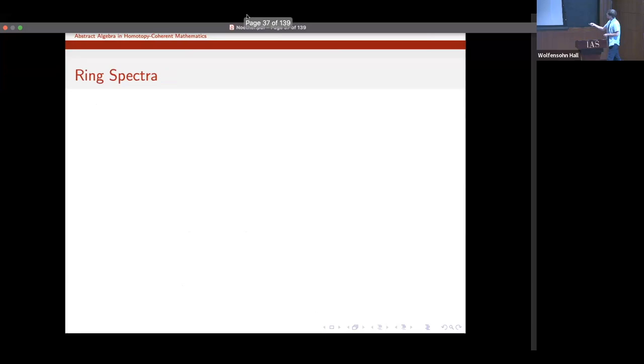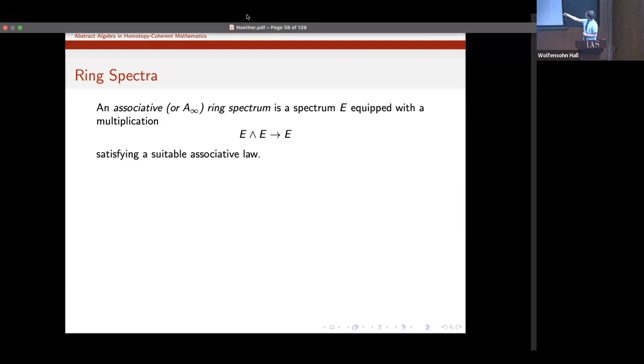So ring spectra are what I would like to talk about here. An associative ring spectrum, or A infinity ring spectrum, is a spectrum E, in other words, a cohomology theory, which is equipped with a multiplication, E smash E going to E, that satisfies some kind of associative law. It would require some words to make this precise and say exactly what kind of associativity I mean.